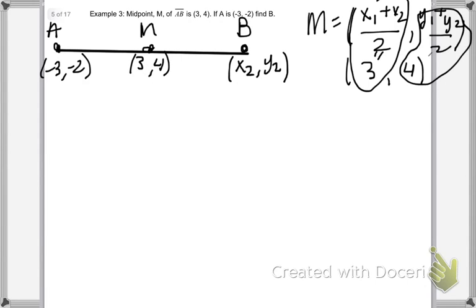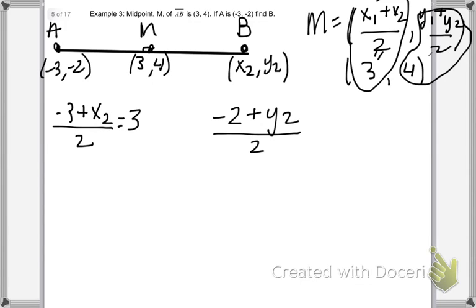So I know my X1 is -3. I don't know what the second endpoint X value is, but I do know it's divided by 2 to get our midpoint, and I know my midpoint X value is 3. Likewise with my Y. My Y1 is -2. I don't know what my Y2 is, and I need to divide by 2, and that is equal to the Y value of my midpoint.